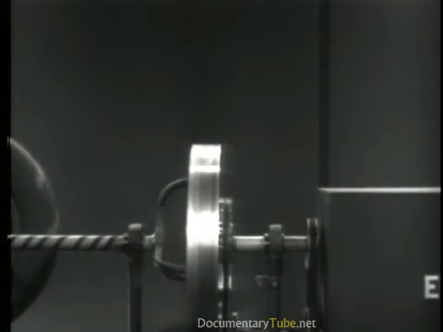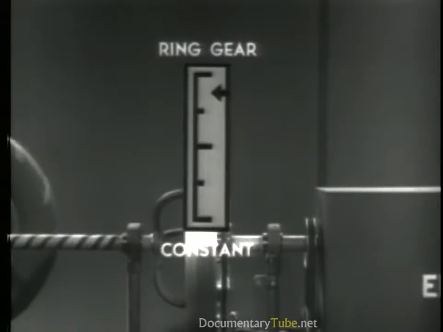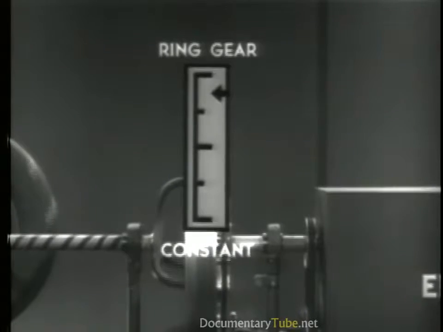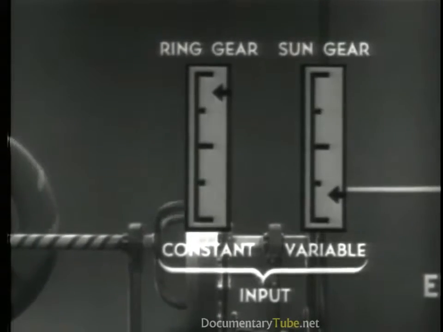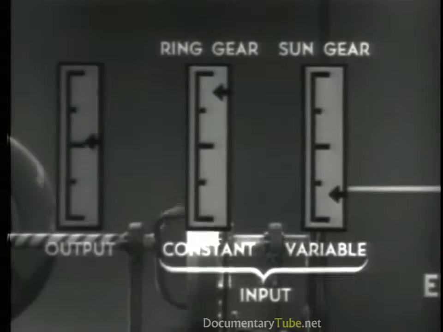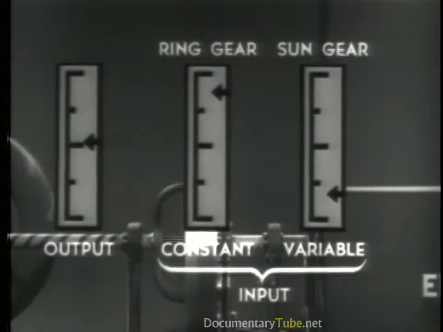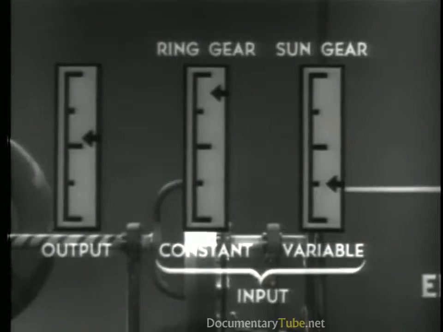By the use of indicators, we will see the various speeds. The first indicator is connected to the ring gear. The speed of the ring gear will not change. The second indicator is connected to the sun gear. The sun gear speed can be varied. The third indicator is connected to the output. Now let's increase the speed of the sun gear. This results in variation of the output speed.